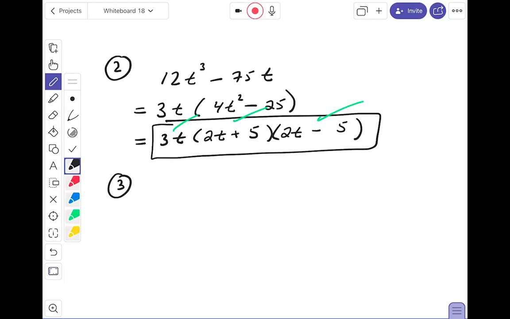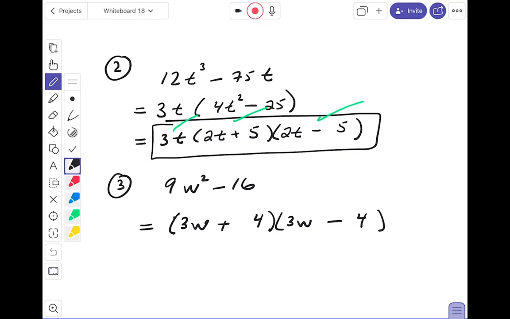And number 3 is 9w squared minus 16. And again, if you want to know the name of this, it's a difference of perfect squares. But my belief is it's quadratic. We're going to be able to do this with trial and error. So 3w, 3w, 4 and 4. This is a try. Plus minus is a try. Let's see if it works.